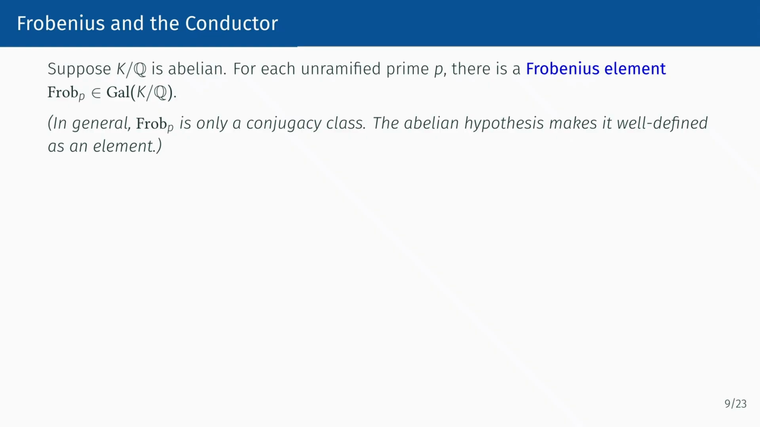Now, this property of the conductor, of depending only on the residue of the prime p modulo some integer, is coming from the fact that for an abelian extension, there's a unique element for unramified primes called the Frobenius element in the Galois group.